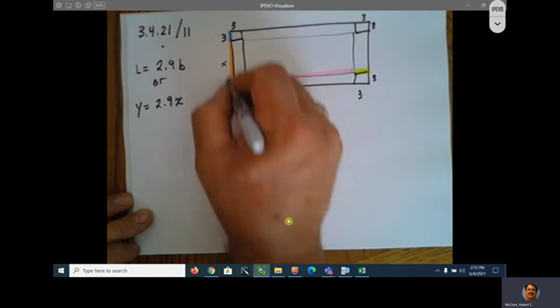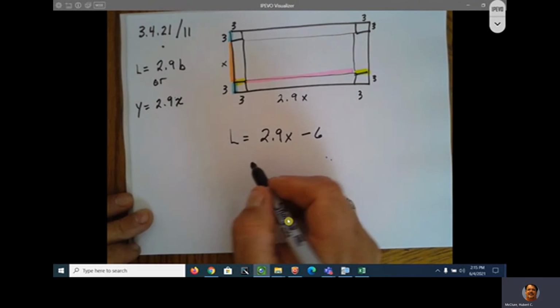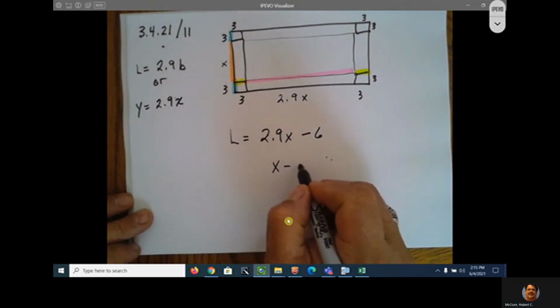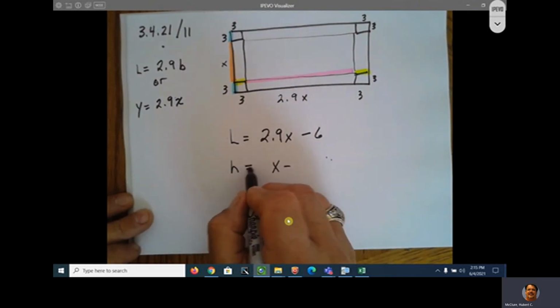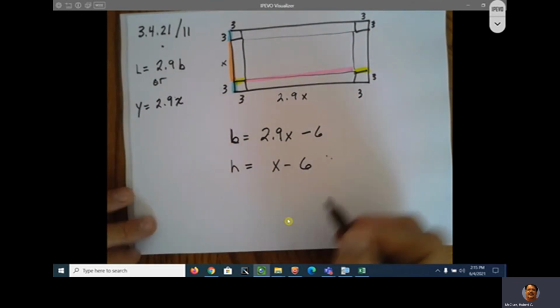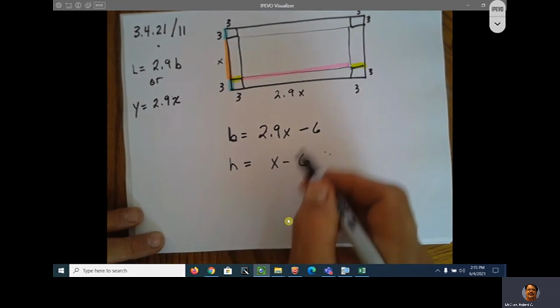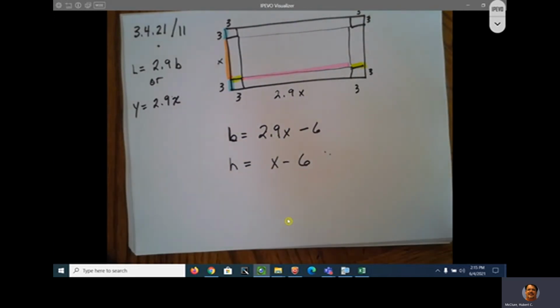And then the height, this orange one, is x minus 6. So we'll call that the length times the height, or the base times the height. I don't know what part of the question that is, but it's testable. I don't mind that being on the test.